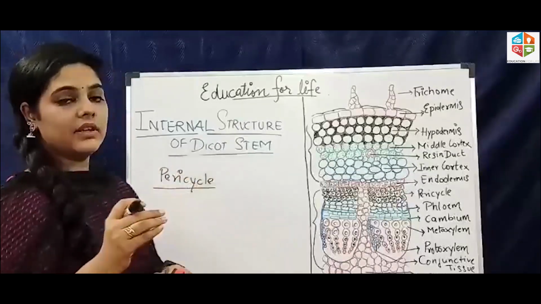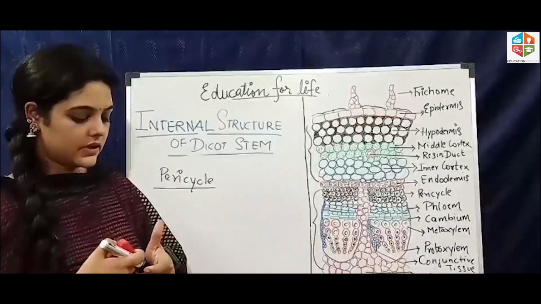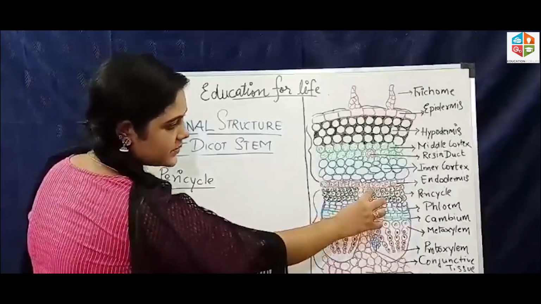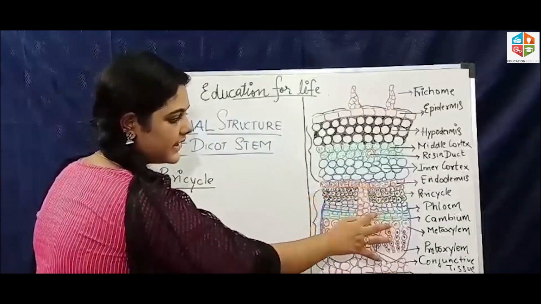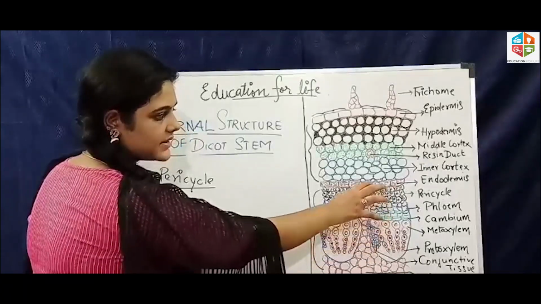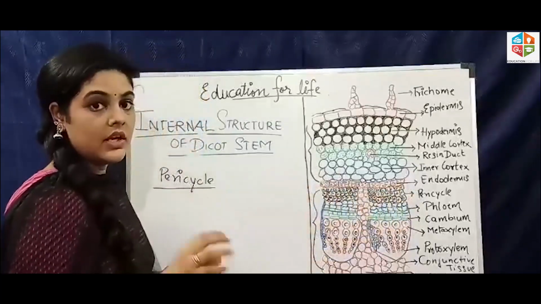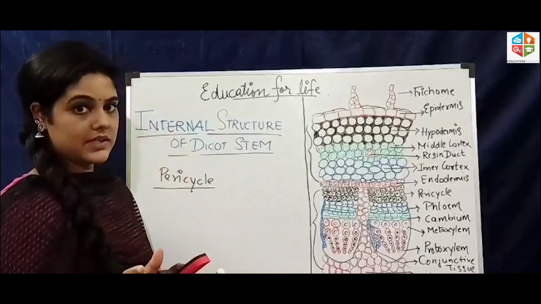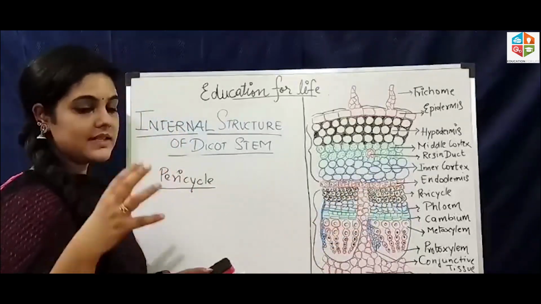In the pericycle you find sclerenchyma cells. They are arranged in patches, seen between the endodermis and the vascular bundle. In the blue color is the phloem, the red one is the endodermis, and the black color is the pericycle. So it is seen in between the endodermis and the vascular bundle, as patches.